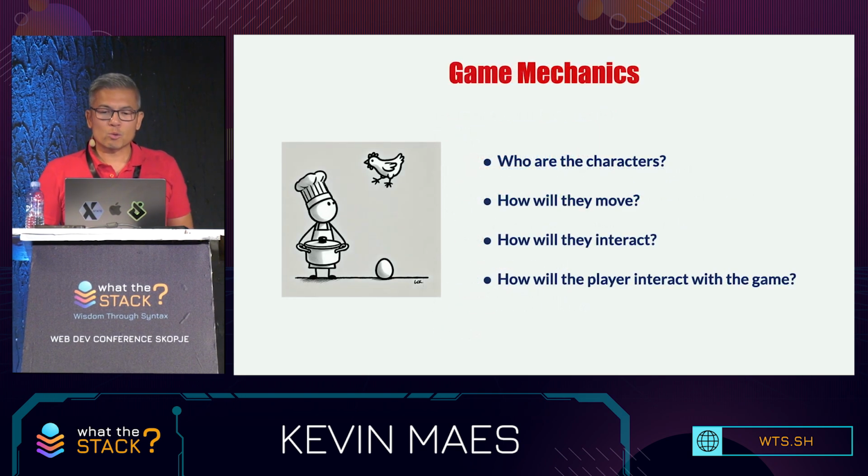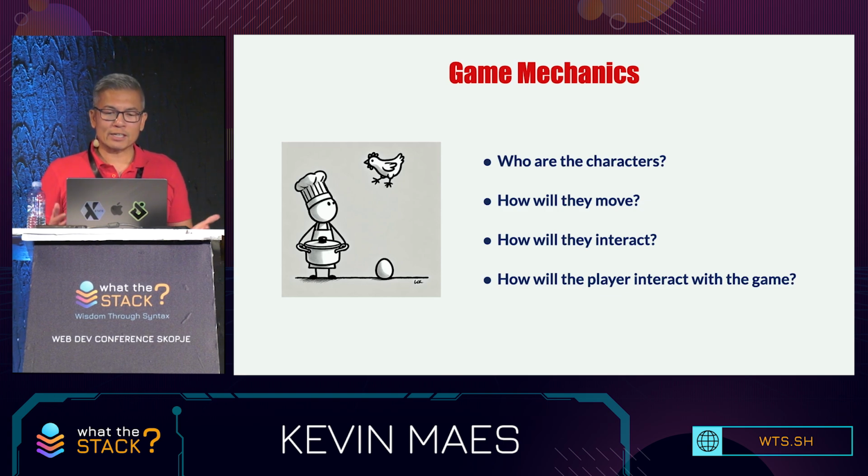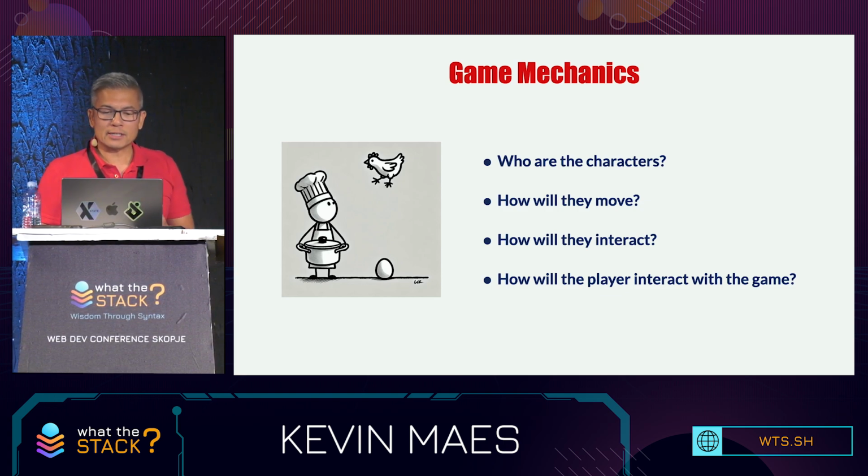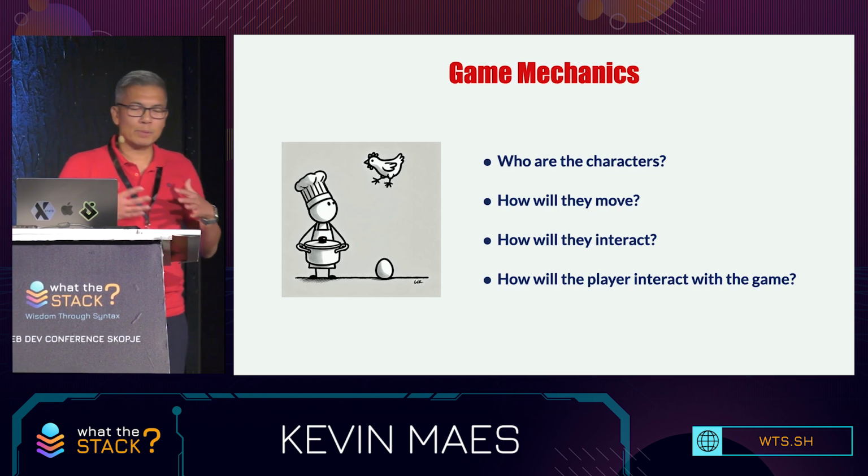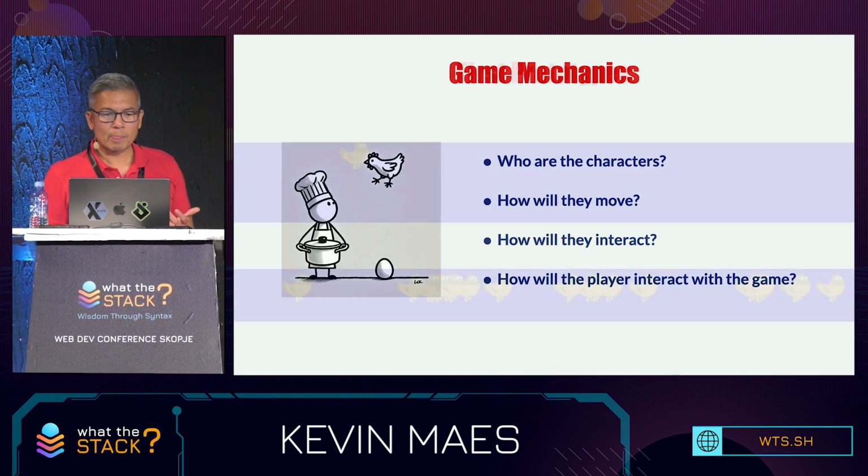So after getting a Hello World project set up, I thought about the various game mechanics. Who are my characters and how will they move? Who's interacting with whom on the screen? And how will the user interact with the game? So based on these, I set out to create a series of quick POCs, or proofs of concept.